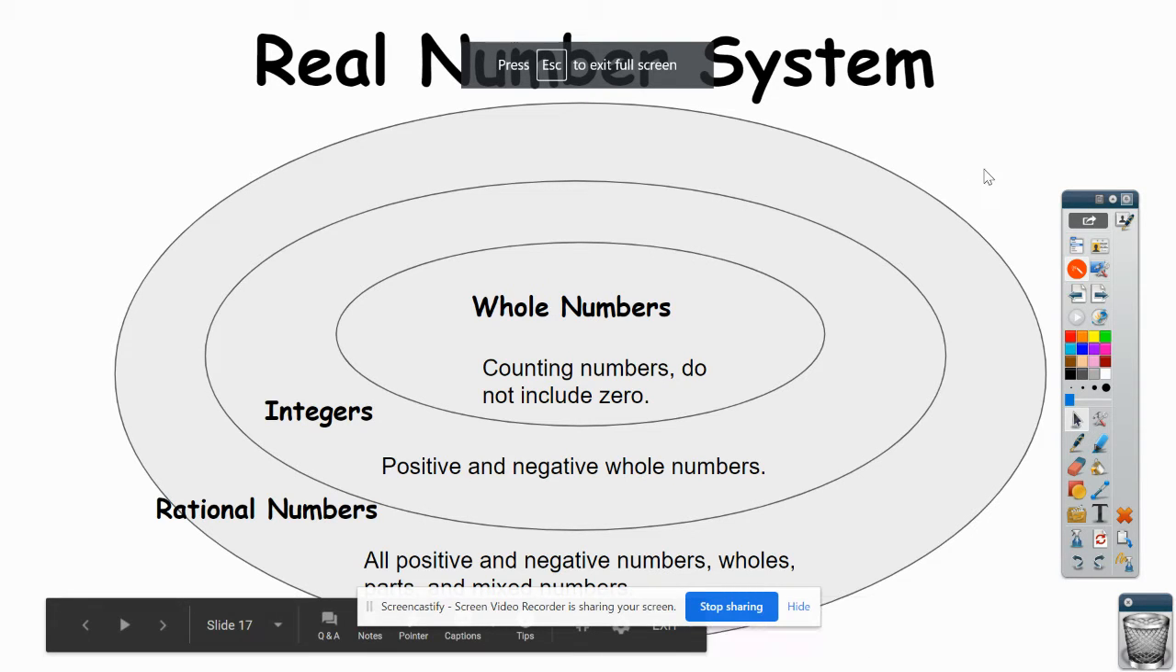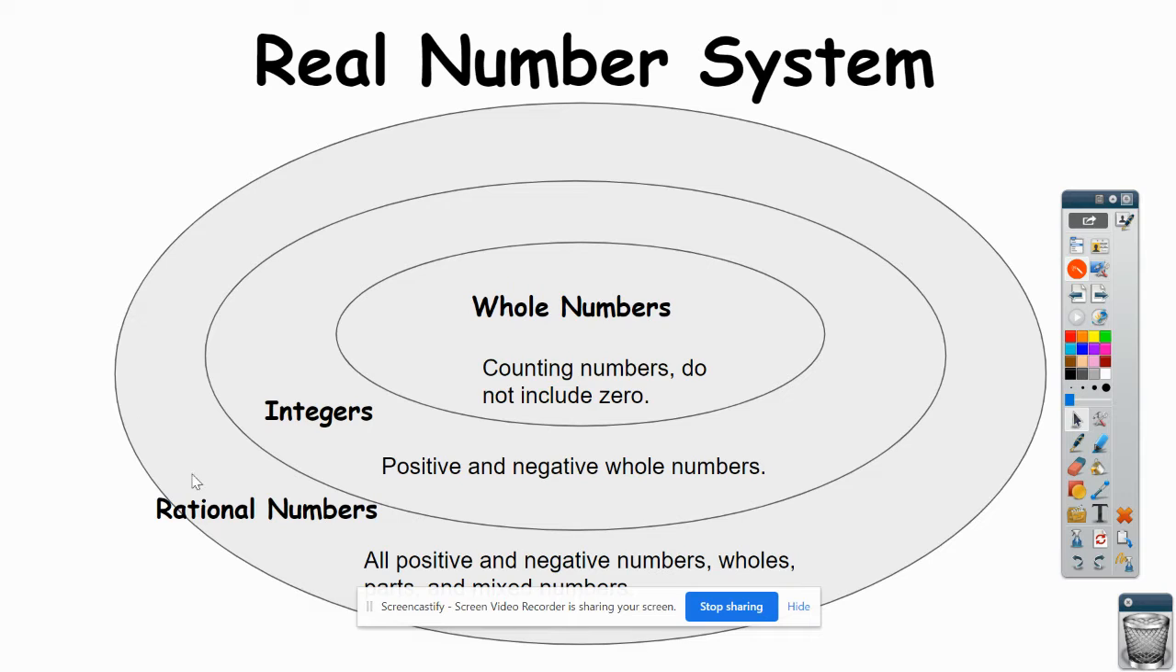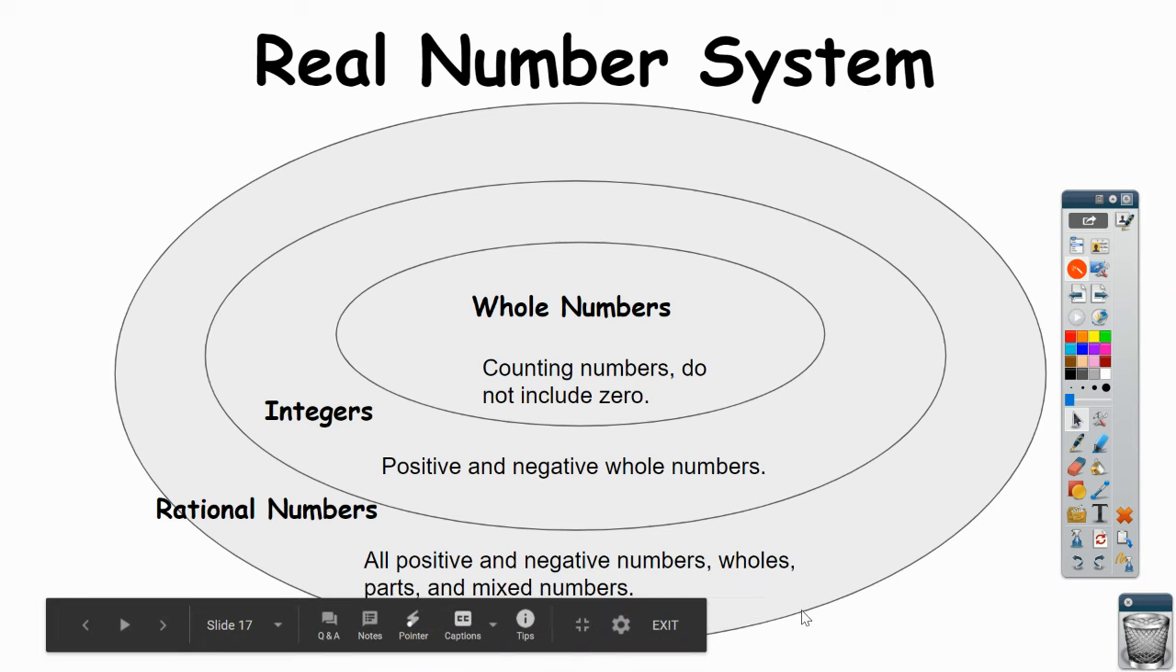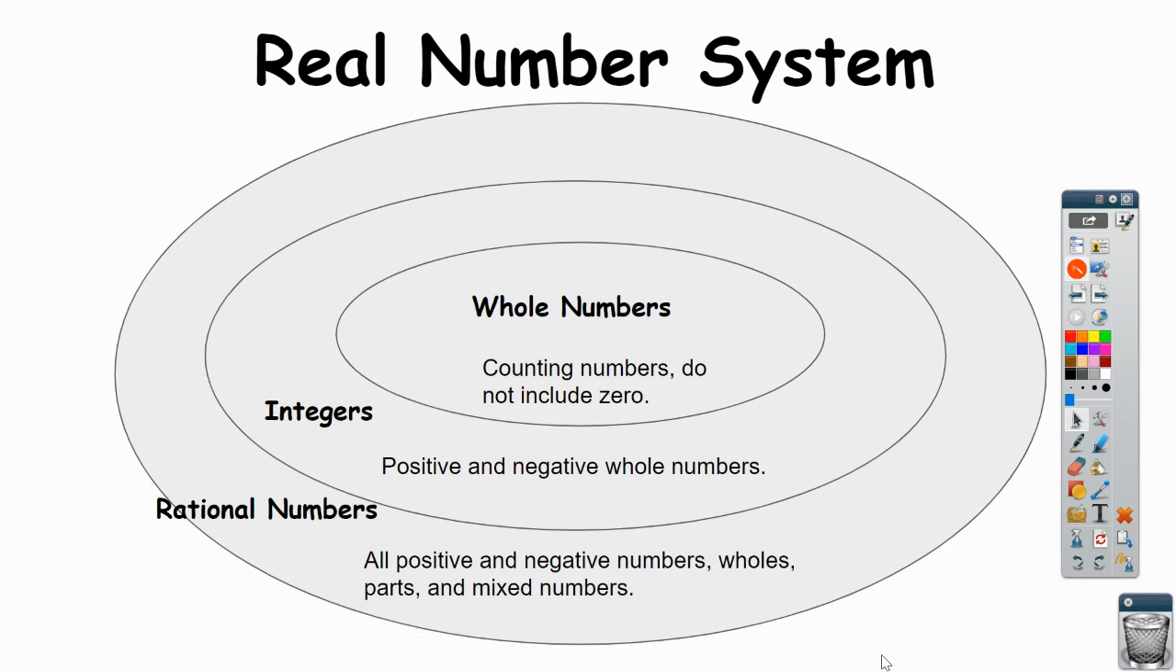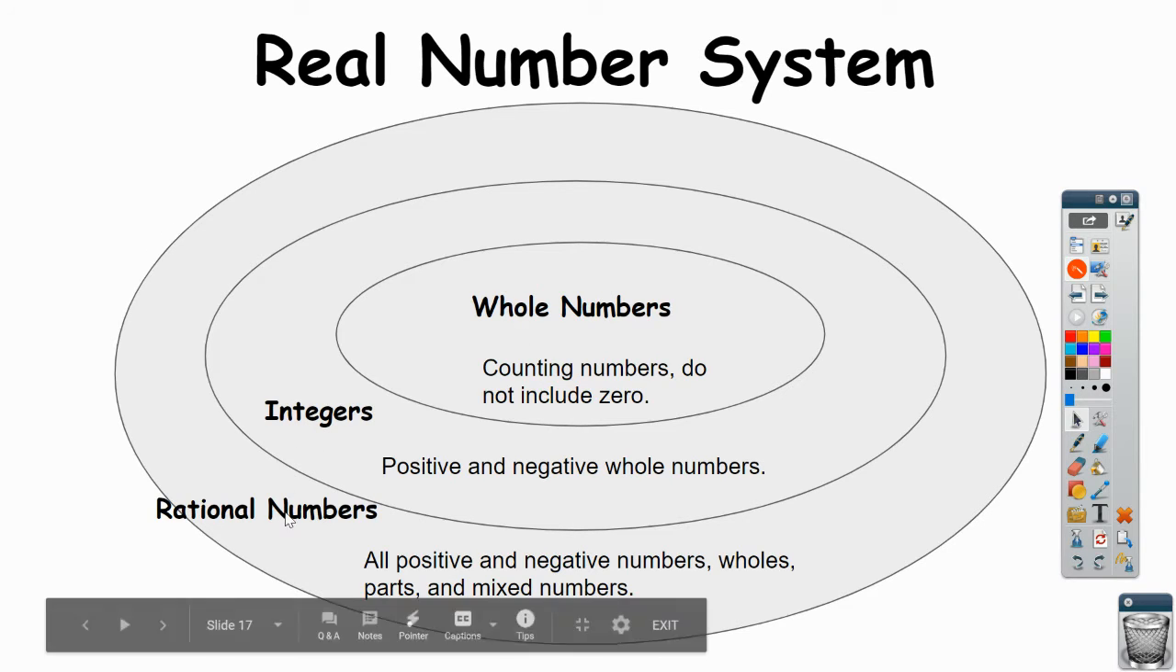This slide has the real number system on it, and the real number system is basically just all of the numbers that you have been working with up until this point in your academic career. And you'll notice that these are circles that are in layers. And all that means is that this center circle is included in all three groups. So whole numbers are a part of integers and a part of rational numbers. But rational numbers would have some numbers in it that whole numbers would not include.